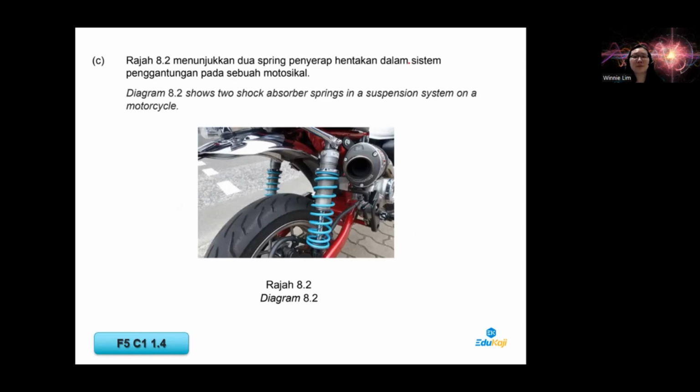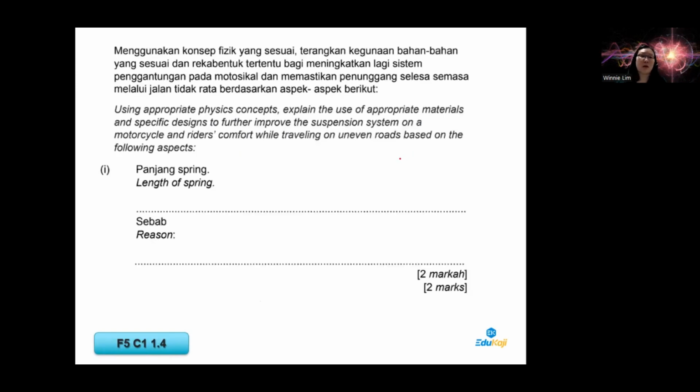On a motorcycle. So using appropriate physics concepts, explain the use of appropriate materials and specific design to further improve the suspension system on a motorcycle and the rider's comfort while traveling on uneven roads based on the following aspects.